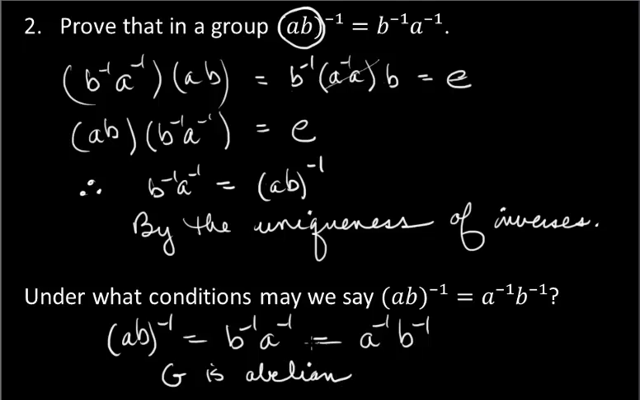The group is abelian, or you could say the operation is commutative. Well, let's prove that a group is abelian if and only if this holds. We've already done half of this. Suppose it's an if and only if, so we have to suppose G is abelian, and then prove that this is true.